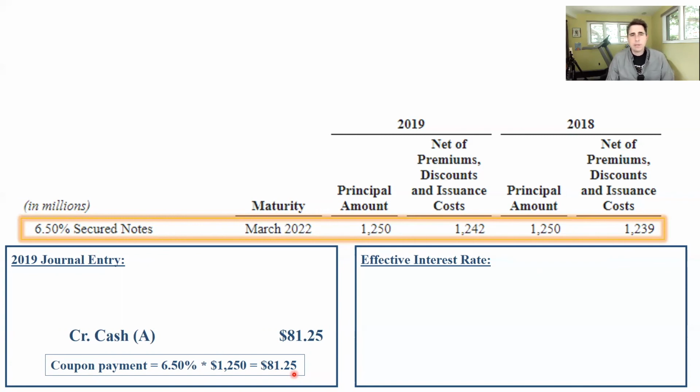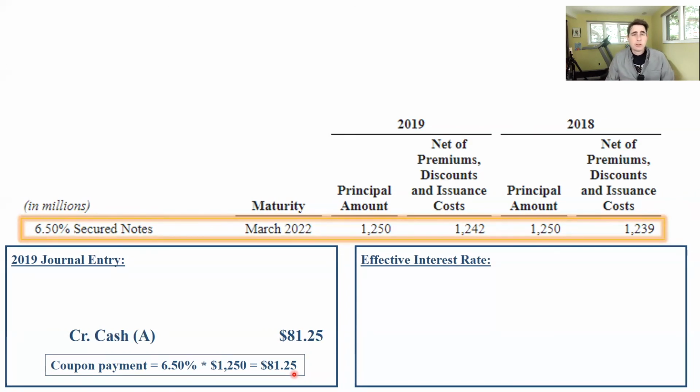Now, I don't know, it could be that they haven't paid it yet, in which case you would credit an interest payable account. Here, I'm just crediting a cash account to simplify. A cash account means it's a coupon payment to investors of $81.25. That is the coupon payment that the company owes investors in the bond. Okay, that's the first part of the journal entry.